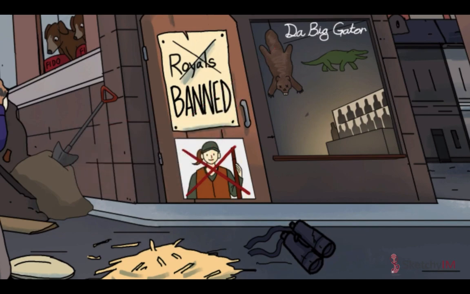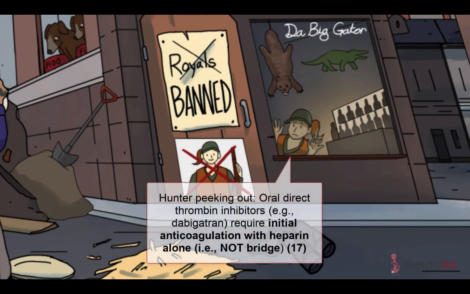Dabigatran requires initial anticoagulation with heparin, usually low molecular weight heparin, alone for 5 days prior to starting the oral agent. Unlike with warfarin, heparin and dabigatran are not given at the same time, so this isn't a bridge.